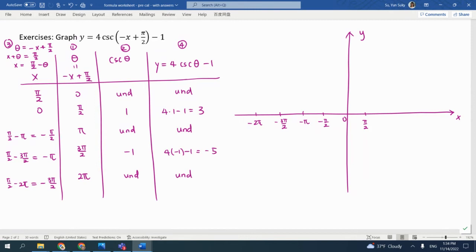So plot the x values. Now, the y. The y, 3 and negative 5. They're important. So 3 is above, negative 5 below. Okay? Now we're ready. Pi over 2. Undefined means asymptote. So draw a vertical asymptote. Is that okay, everybody? Yes? And then at 0, we get 3. Okay? So at x is 0, we get 3.